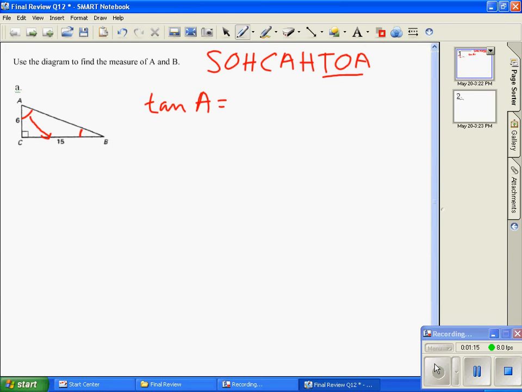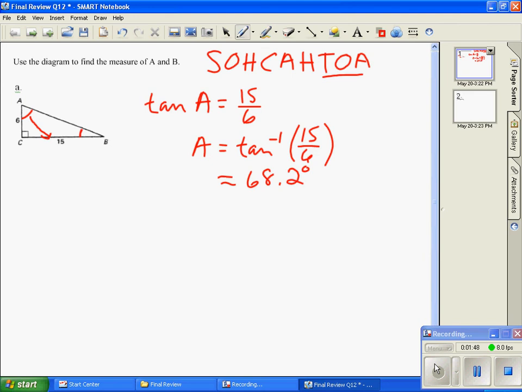So we have 15 over 6. Now we want to find the angle, so we're going to use inverse. So A equals inverse tangent of 15 over 6. Now this is the calculator part, so let's punch this in the calculator and figure out what this comes out to be. Our angle is about 68.2 degrees.